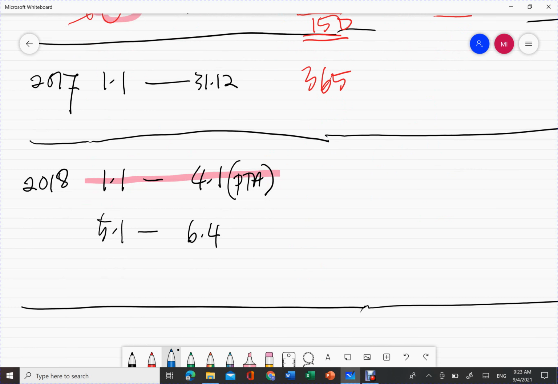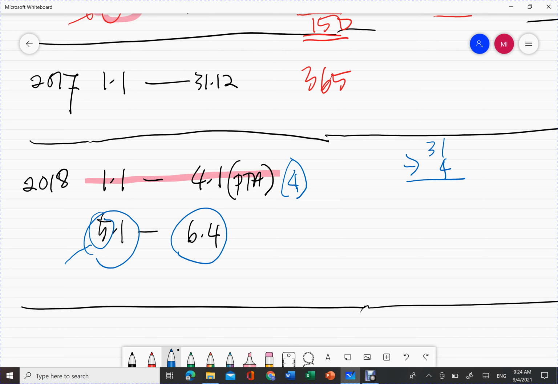Lepas tu tengok untuk year 2018, dia tak ada kat Malaysia tapi disebabkan permitted temporary absent daripada 1 January until 4th of January. So meaning to say the number of days untuk permitted temporary absent is 4. Lepas tu dia ada kat Malaysia balik starting from 5th of January until 6th of April. So kita tengok January ada 31 hari. Tapi kita tolak 5 campur 1, so minus 4. So it's 27 days.